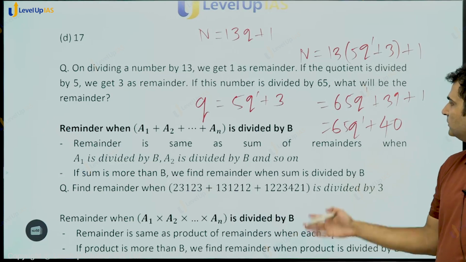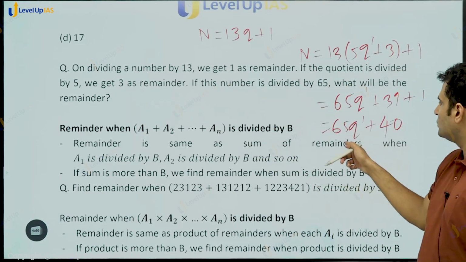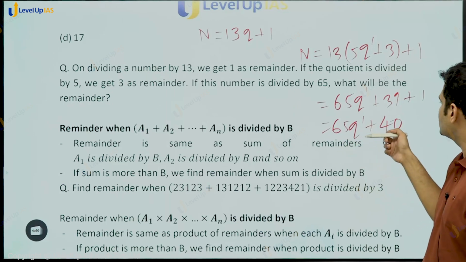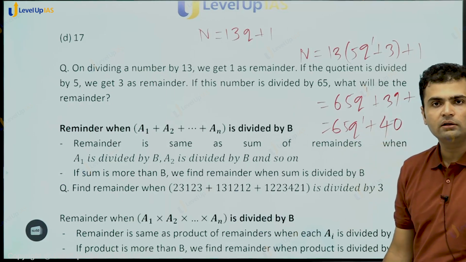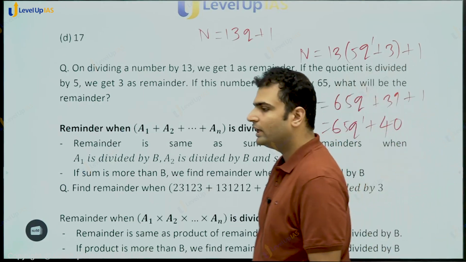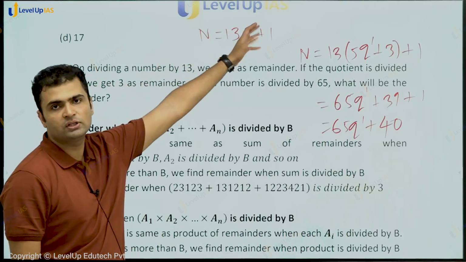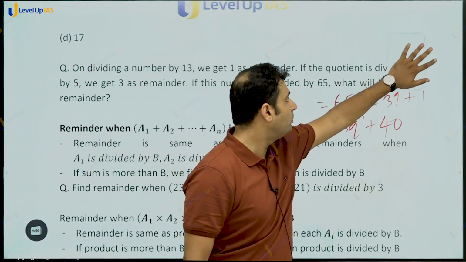Now this is the division algorithm format. Number is equal to 65 into some quotient plus 40. 40 is the remainder and it is less than 65, so it is a possible remainder. That is why the answer to this question is 40. Just have to put the values and you'll get the answer. I hope that was clear.